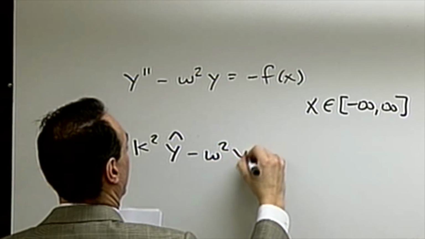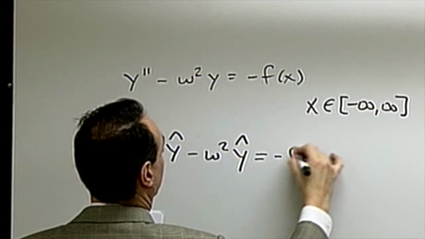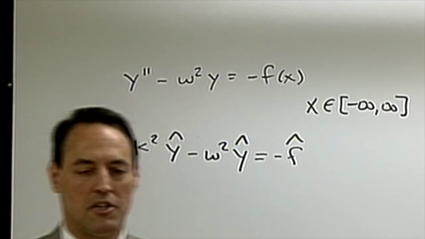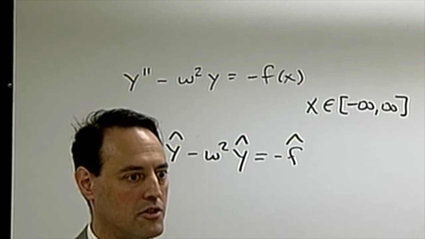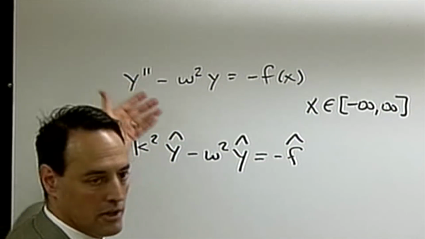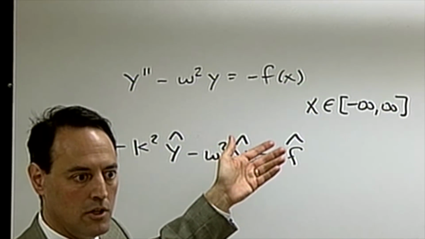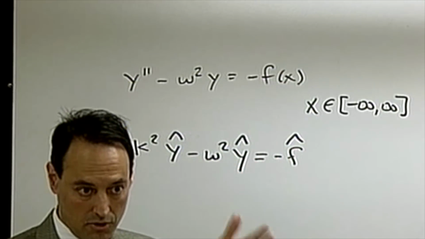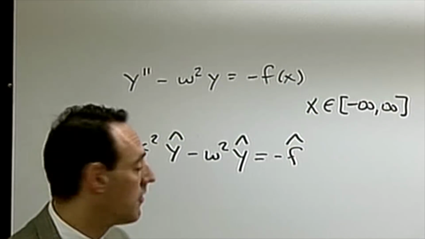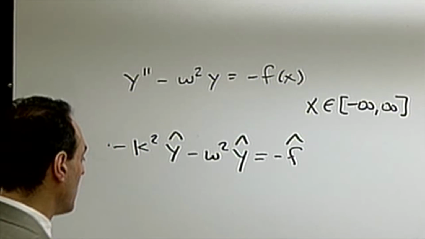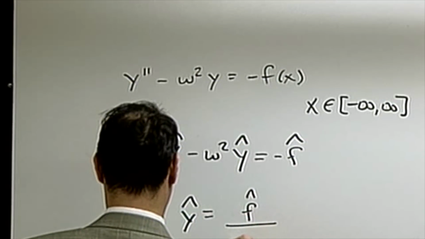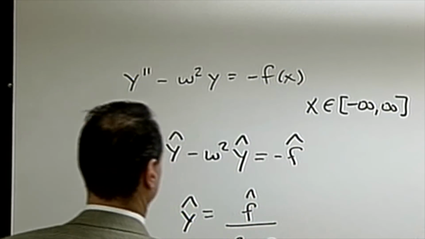Minus omega squared y hat is equal to minus f hat. I've just taken this thing and turned it into algebra. That's the whole point of the transform. You get rid of derivatives, because the transform has this very nice relationship between higher derivatives and the Fourier transform itself. You just turn this into algebra, which tells you that y hat is equal to f hat over k squared plus omega squared.